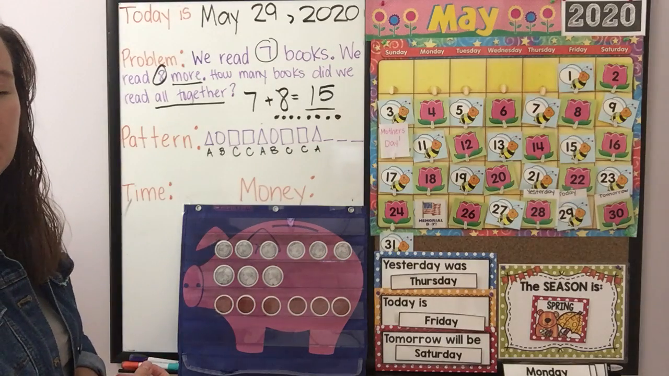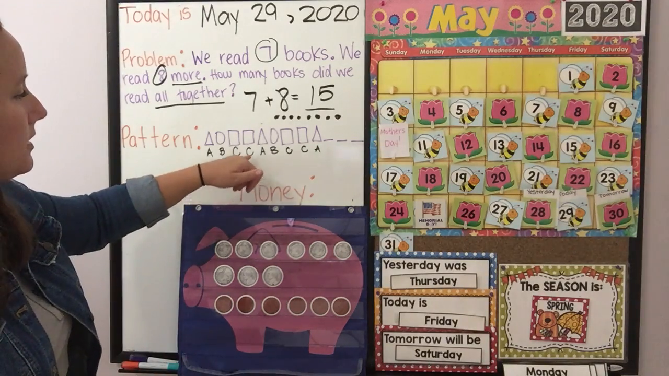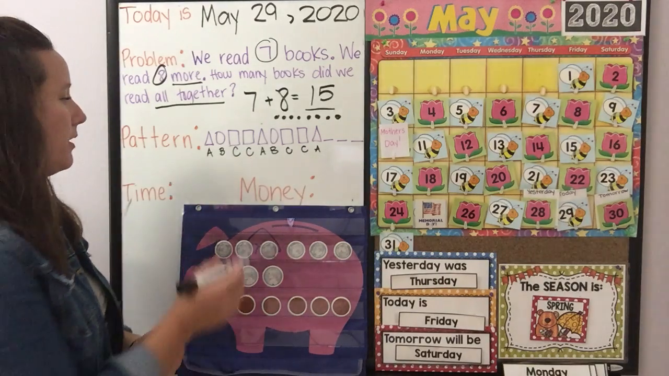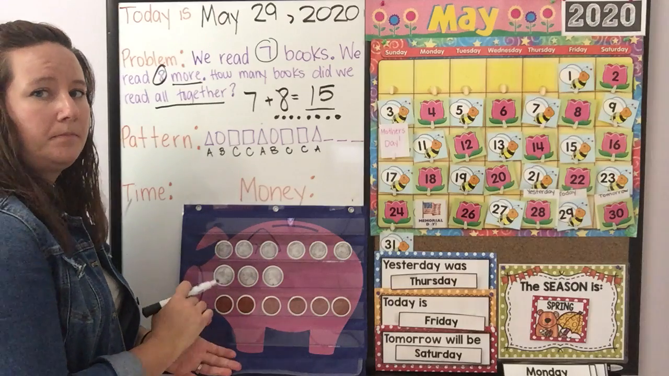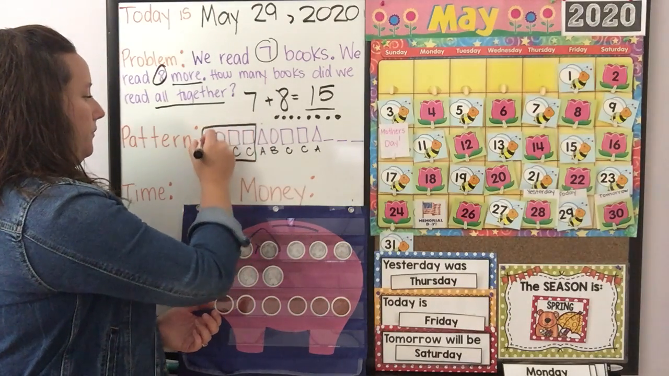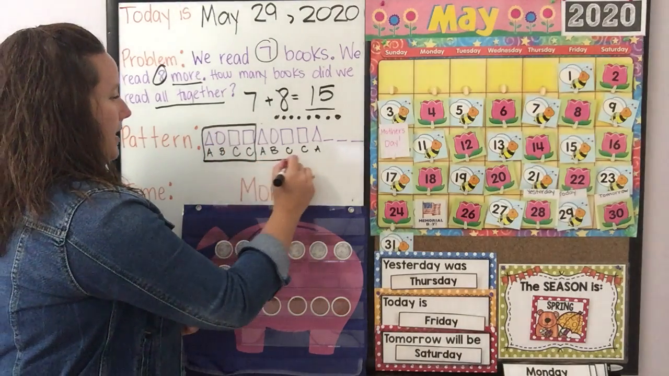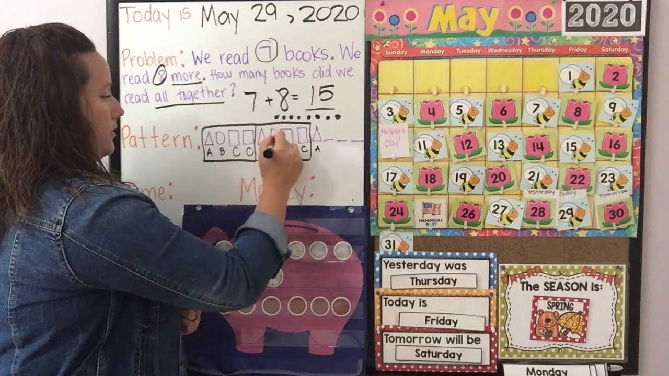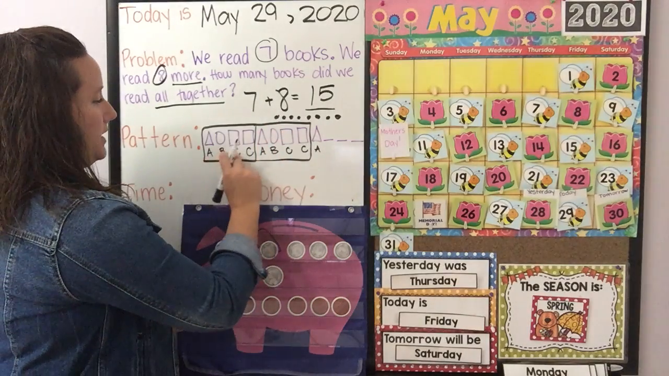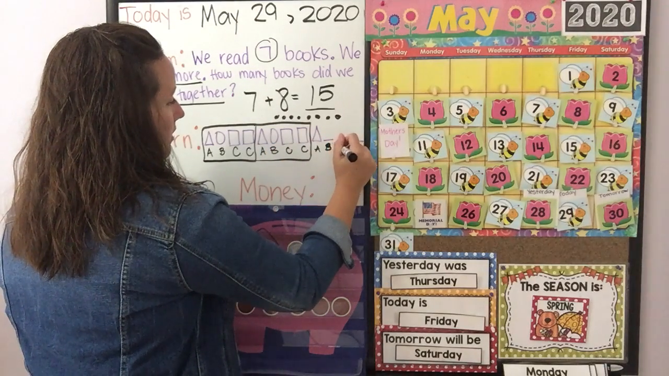All right, so let's see, can we find the part that's repeating? So when we look at just our letters, we have A, B, C, C, A, B, C, C, A. So the repeating part is what? What's the repeating part? Right, this A, B, C, C. Or triangle, circle, square, square. So here we have it again, A, B, C, C. Triangle, circle, square, square. Okay, so we need to finish A, B, C, C, A, B, C, C, A, B, C, C.